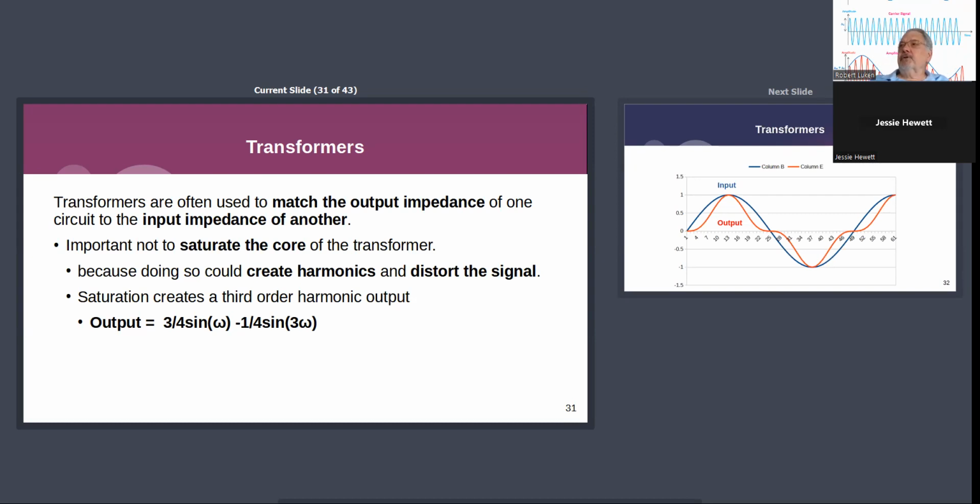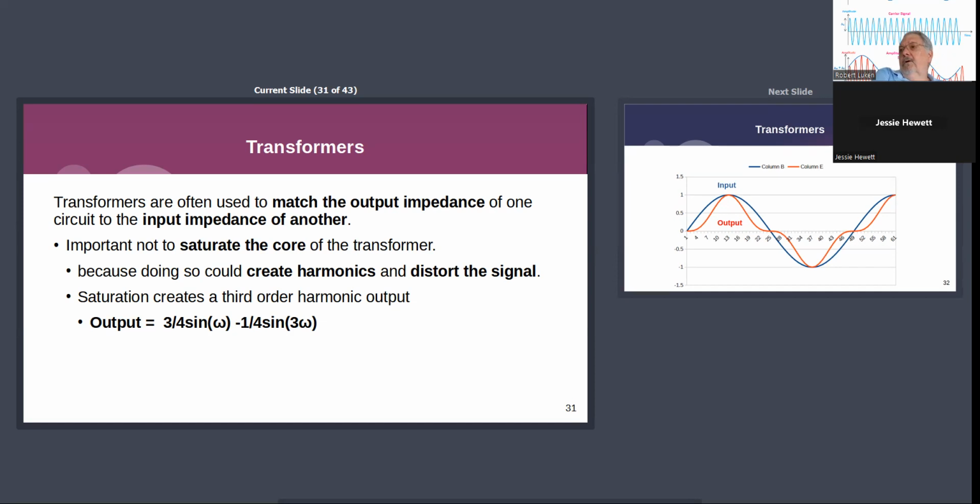A lot of times transformers are used to match the output impedance of one circuit to the input impedance of another, like your transmitter to your antenna. And in a lot of cases, you'll do that match with a transformer as opposed to an LC circuit, which we'll talk about later. So again, you need to make sure that you're not saturating the core because of all the bad effects. It even creates harmonics, third harmonics.